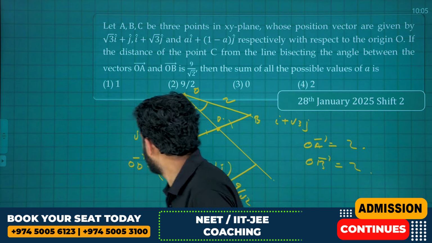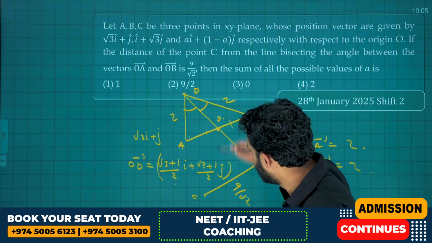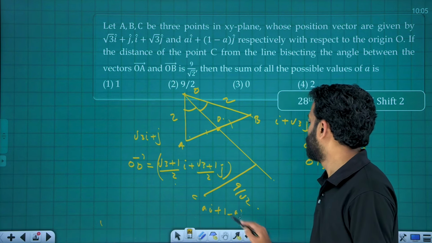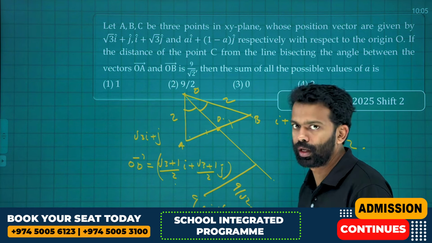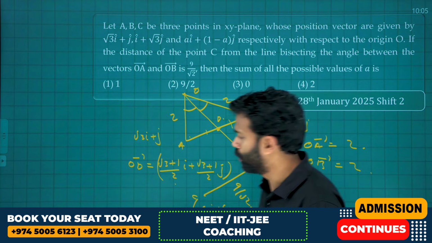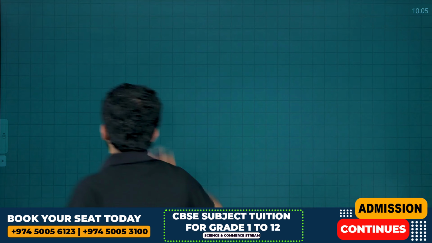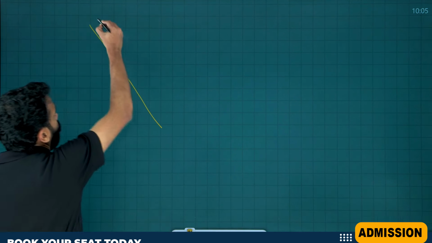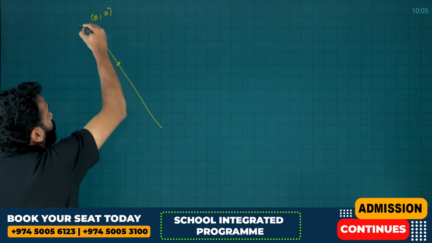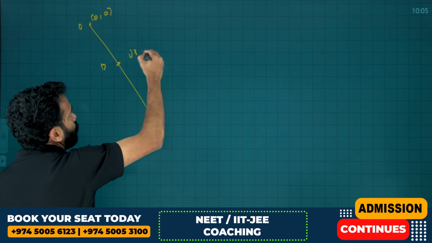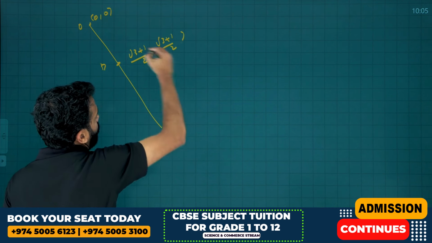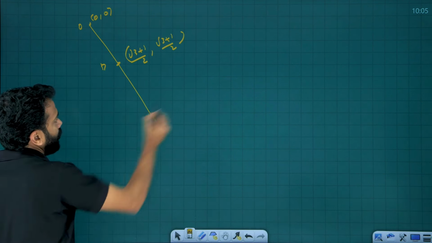I'm considering the origin, this point, and the point C, that is A i plus (1 minus A) j, to get to the final answer. Only those points will be there. I am neglecting vector A and vector B for now. So just one line will be enough. O is (0, 0). I am converting it into a diagram, and this is O, this is D, and D is ((root 3 plus 1) by 2, (root 3 plus 1) by 2).